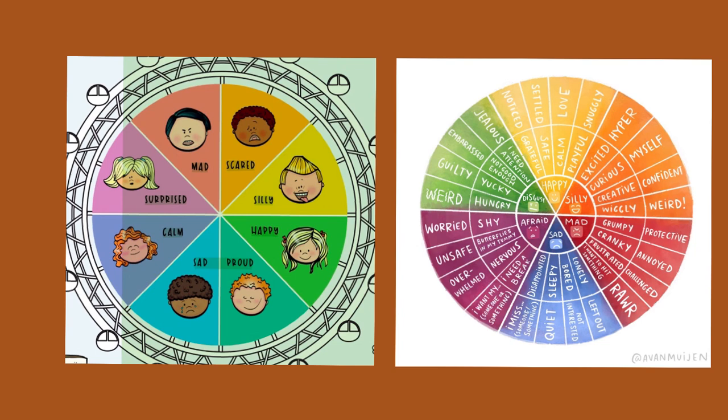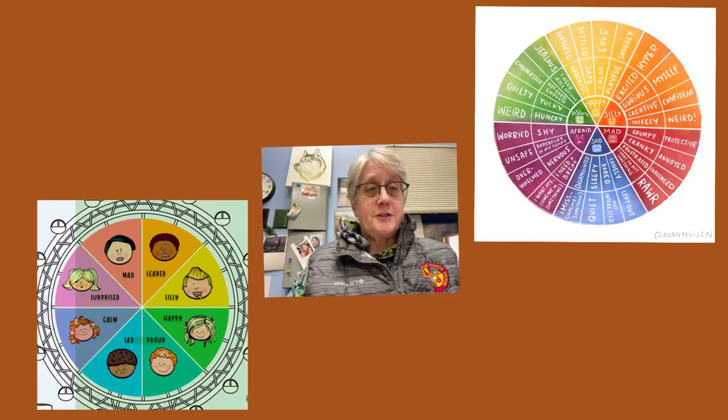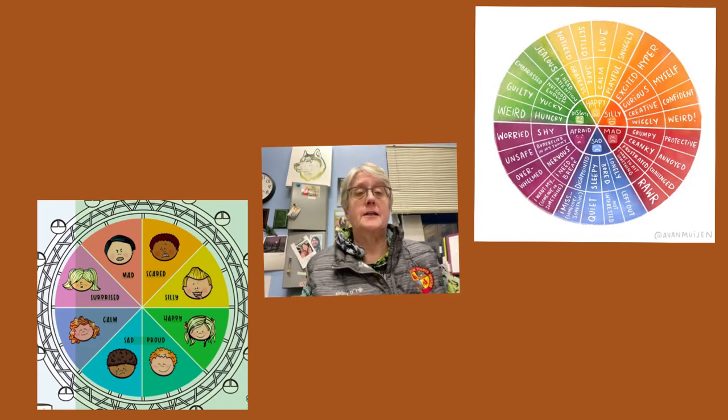Yesterday, we did a check-in on our feelings wheels, one for younger students, one for older students. There's lots of different types of these. And today, we're going to actually do a little bit of feelings labeling as part of our process we're learning. So the first thing we need to do today is to get organized.